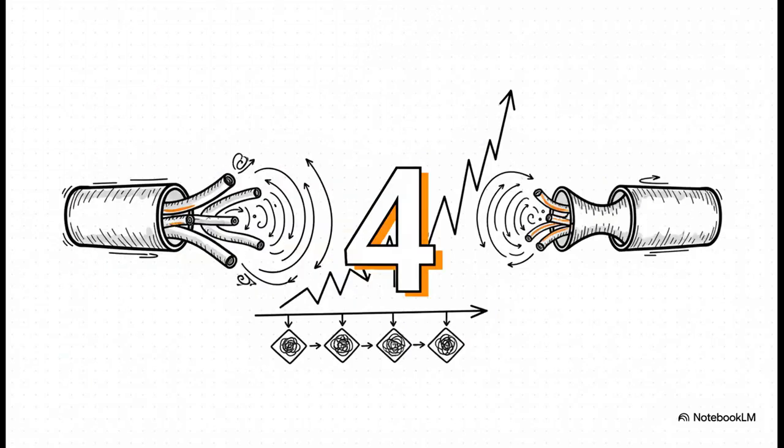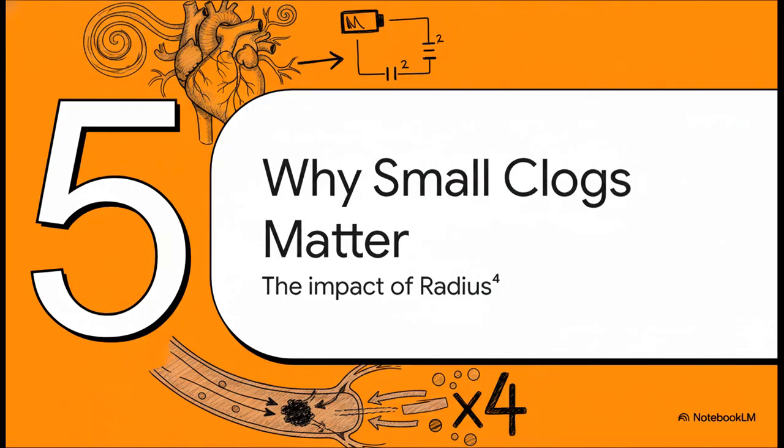Let that sink in for a second. That number, 4. This isn't a simple straight-line relationship. It's exponential. And this one little number is the mathematical key to understanding just how fragile our cardiovascular system can sometimes be. So now, let's see how this abstract math concept becomes a life-or-death reality. Because that power of 4 is exactly why even a tiny blockage in our arteries can have absolutely devastating consequences.